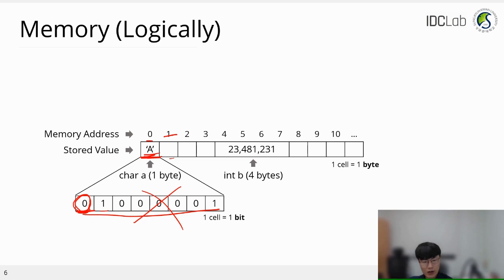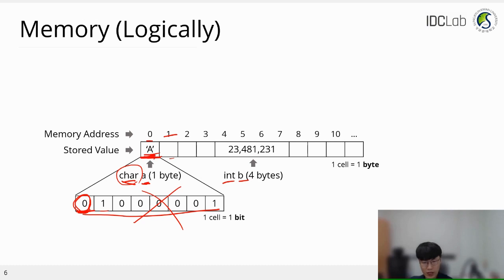And here I defined two variables, character A. So char is the type of a variable, and A is the name of the variable, and int B. And you may know that in C, different types have different sizes. So for example, a character type takes up 1 byte of memory space.